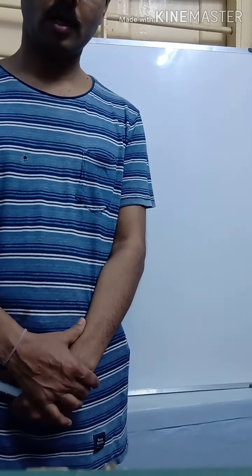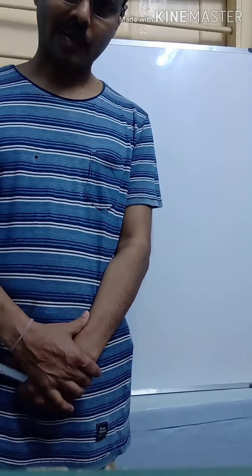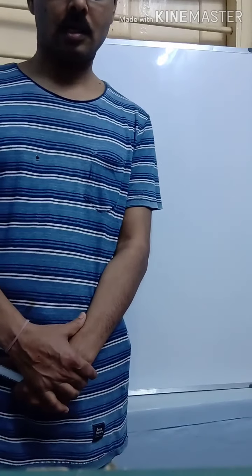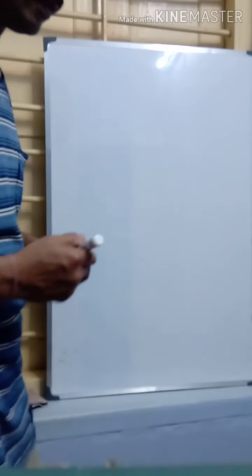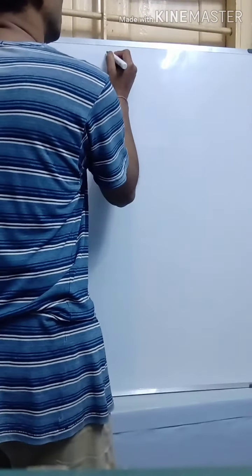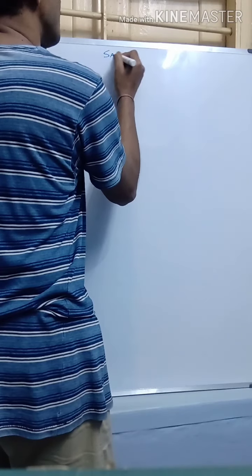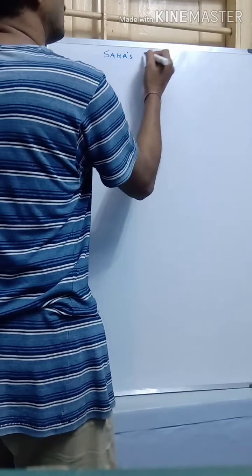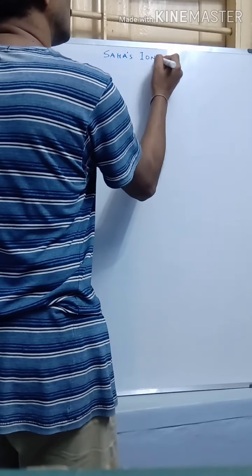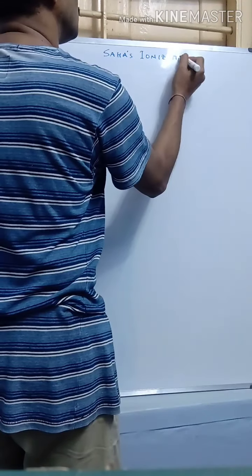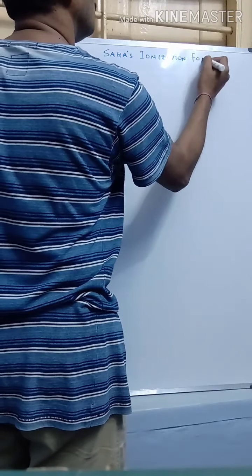Right now we will be deriving Saha's ionization formula by using the grand canonical ensemble, which we learnt, and the formula for chemical equilibrium. Let us begin with that. Saha's ionization formula.